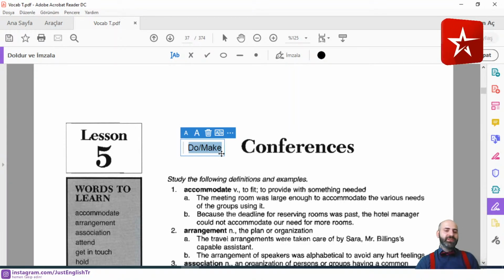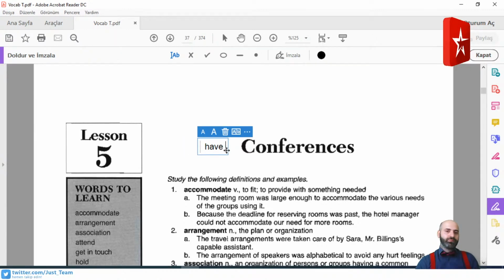Actually, we don't use do and we don't use make either, but we use a different verb. We can say have. I'm having a conference, or we are having a conference tomorrow. But we don't say make or do.